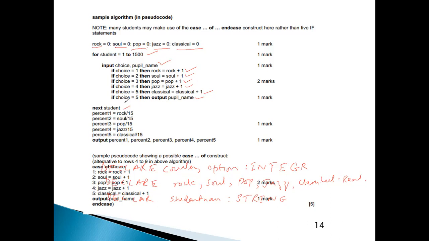You have written counter, so both are right. After the loop, you can put the percent formula. If they have used percent one, you can write rock percent, soul percent, whatever. At the end, you have to show output, so you can write all in one line. I did print rock percent, print soul percent. That is also right. They have used output, so you can write in a print command. Both are right.